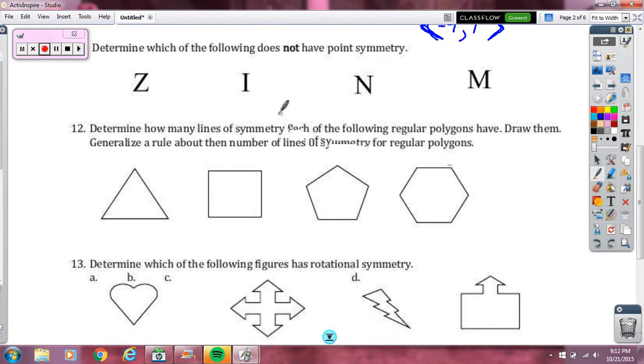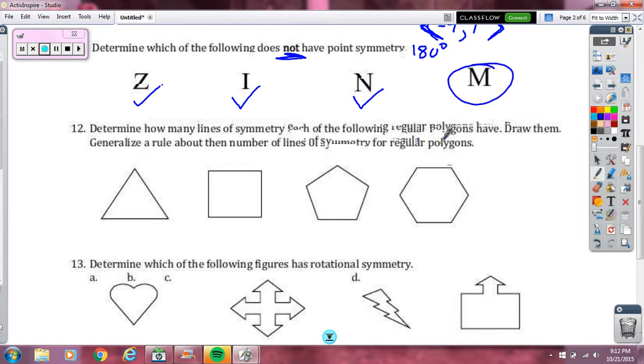Types of symmetry. Which of the following does not have point symmetry? Point symmetry is the one where you could turn it 180 degrees or upside down and it would look the same. So like if I turn Z upside down, it still looks like a Z. If I turn I upside down, it still looks like an I. Turning N upside down still looks like an N, but if I turn M upside down, it looks like W. So that one does not have point symmetry.